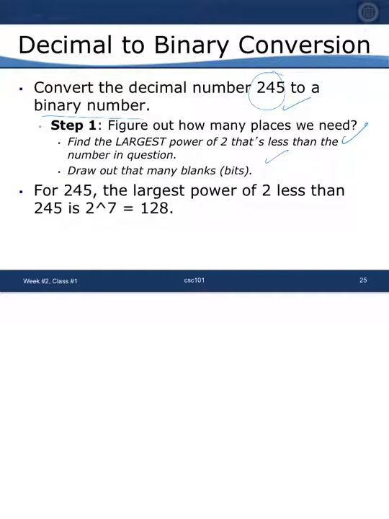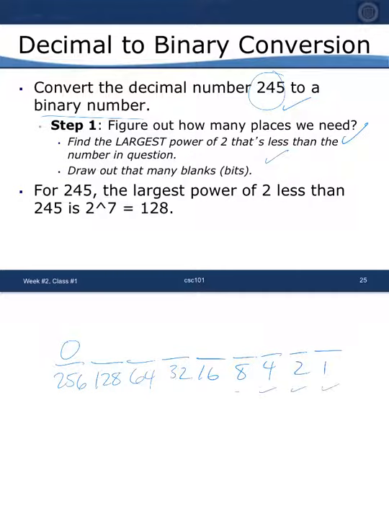Okay, so I'm going to sketch this out down here and say, all right, that's 1s and 2s and 4s and 8s and 16s and 32s and 64s and 128s and 256. Okay, so I think I can stop here for sure, because I know there's no way I'm going to have any 256s, because that's too much. It's already more than I can afford.